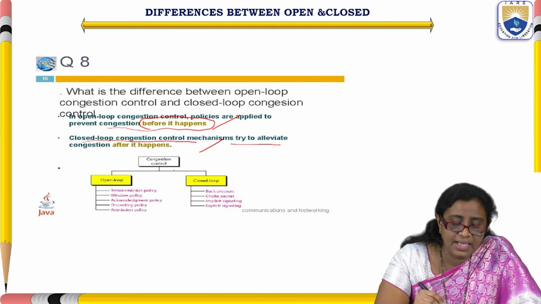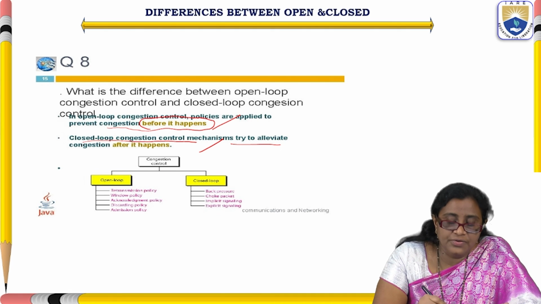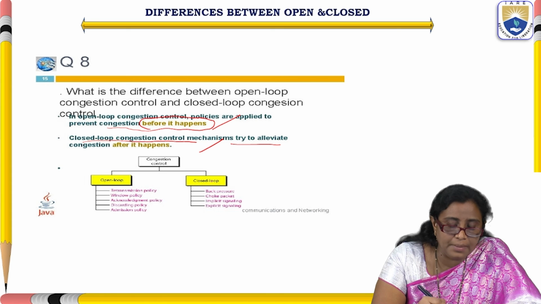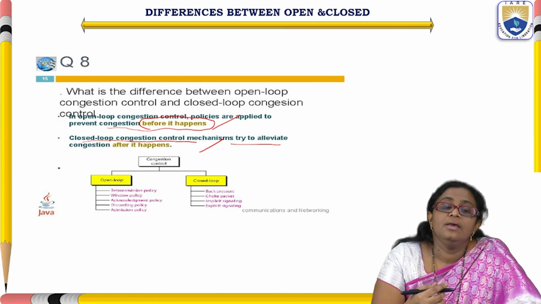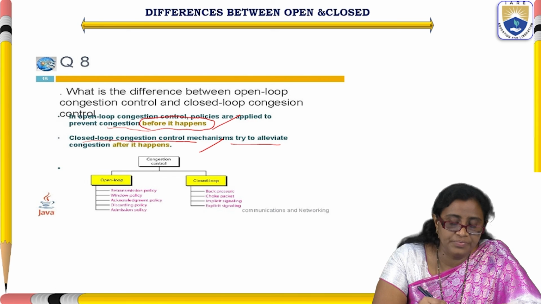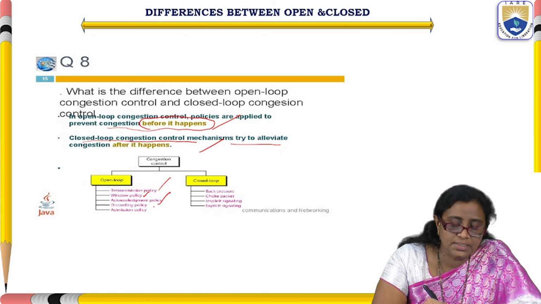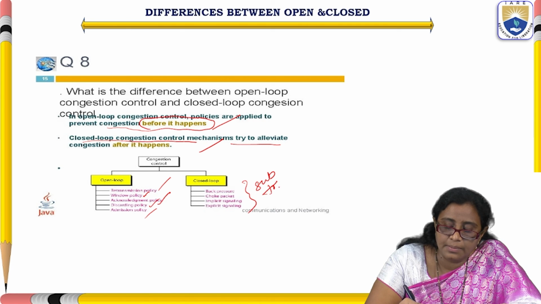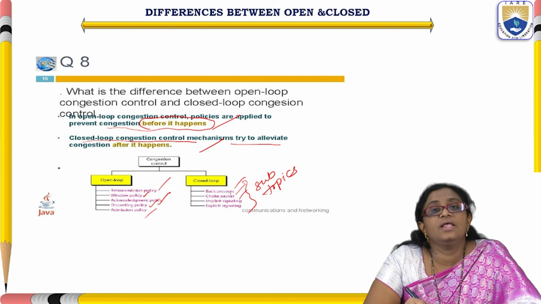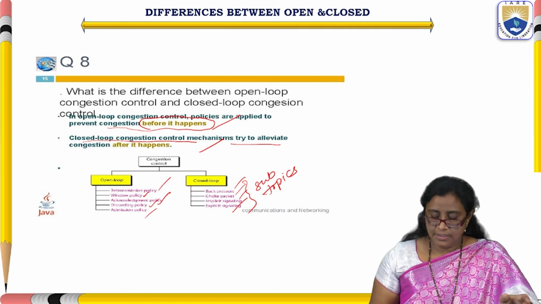Here again I need to review the differences between the open loop and the closed loop. The main subtopics included under open loop are the retransmission policy, window policy, acknowledgement policy, discarding policy and admission policy. Coming to the closed loop, mainly the four subtopics are back pressure, choke packet, implicit signaling as well as explicit signaling.